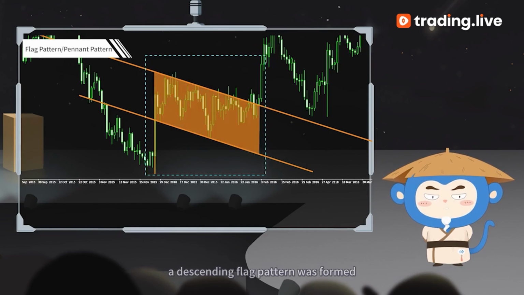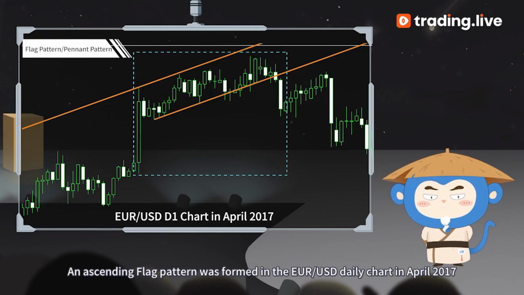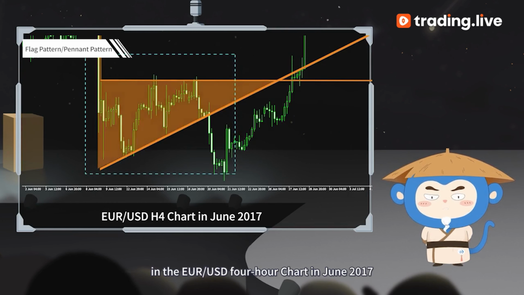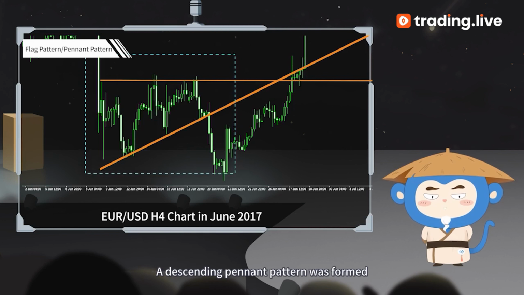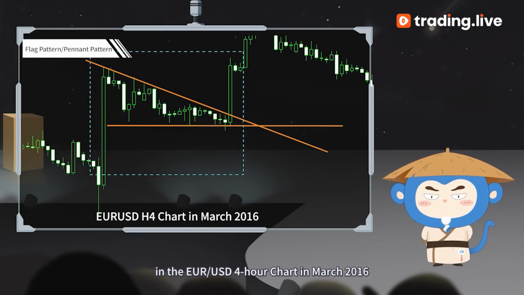For example, a descending flag pattern was formed in December 2015 on the Euro-US dollar daily chart. An ascending flag pattern was formed in the Euro-US dollar daily chart in April 2017. An ascending pennant pattern was formed in the Euro-US dollar 4-hour chart in June 2017. A descending pennant pattern was formed in the Euro-US dollar 4-hour chart in March 2016.